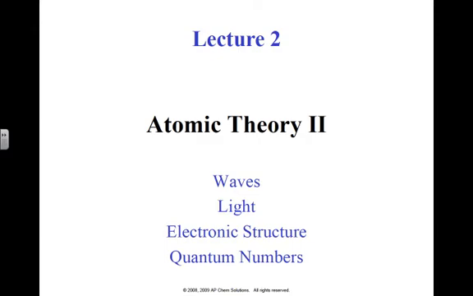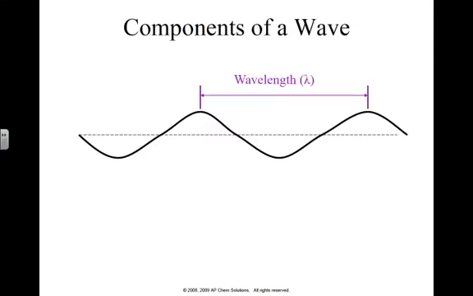Okay, everything that we know about electrons comes from the study of light. And if you know anything about electrons and light, it has this dual nature where it can behave both as a wave and as a particle. So we need to study and go over the components of waves.